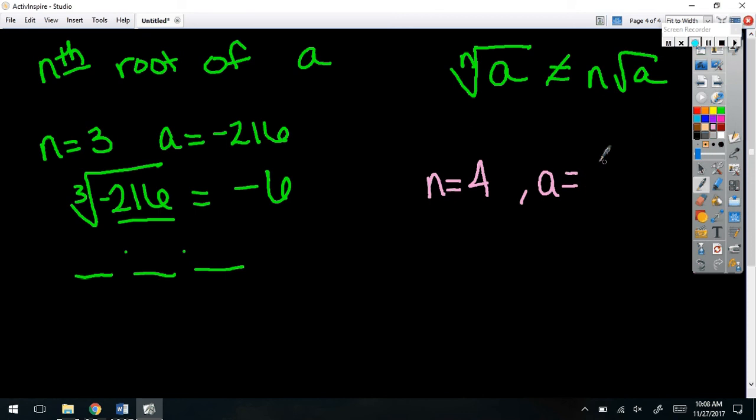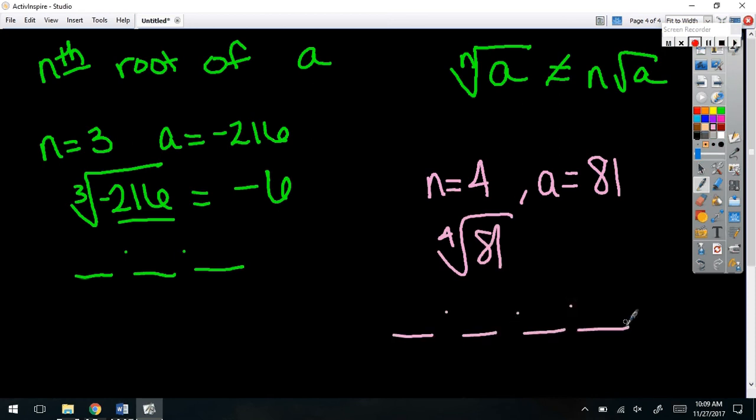Don't blurt this one out. I know you're excited. No, it's not 9. That's the square root. This means the fourth root of 81. So what times what times what times what? Positive or negative? Plus or minus 3.